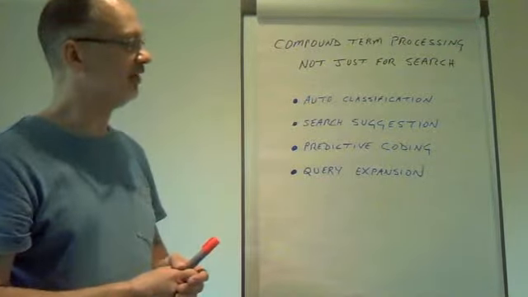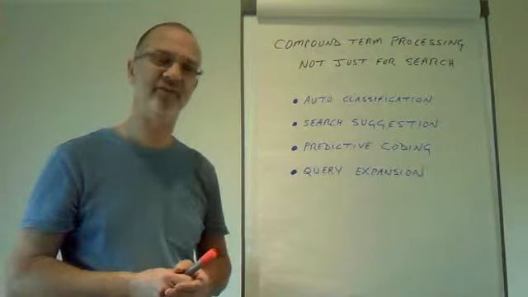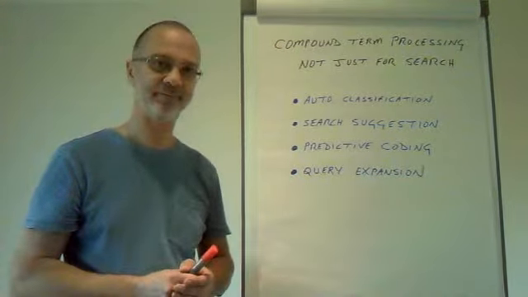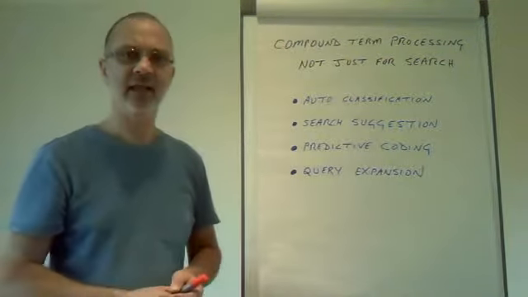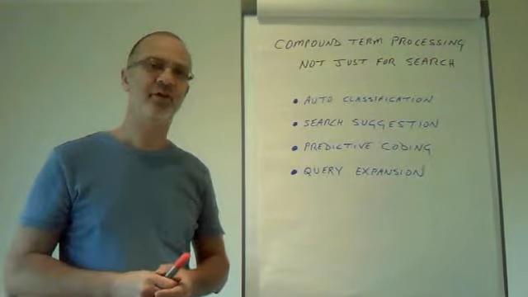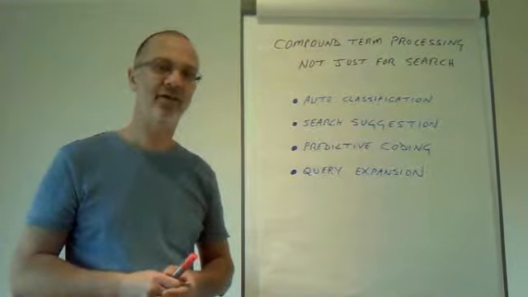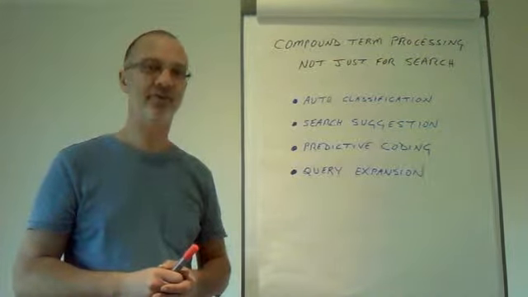Other examples exist in e-discovery and litigation support type environments where we need to do similar things. And finally, let's talk about query expansion. Query expansion is this idea that we might be able to return documents that are relevant to a particular query, even if that document doesn't contain the words that we're searching on.